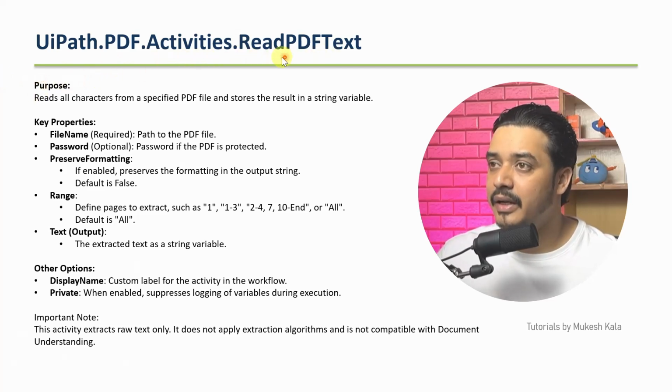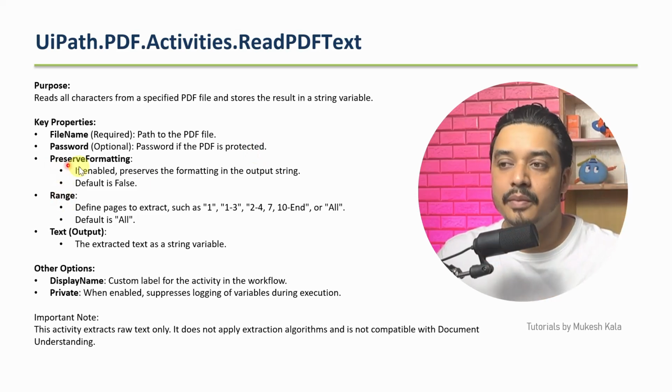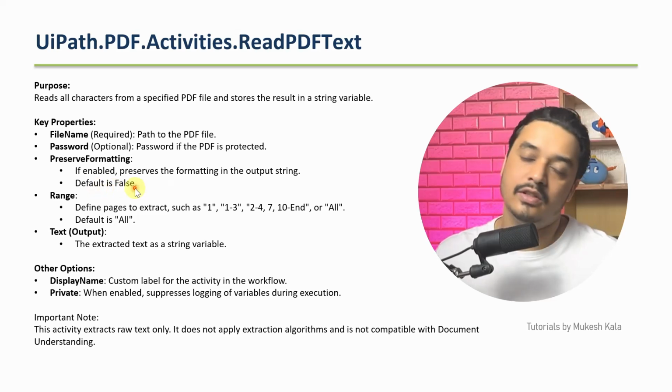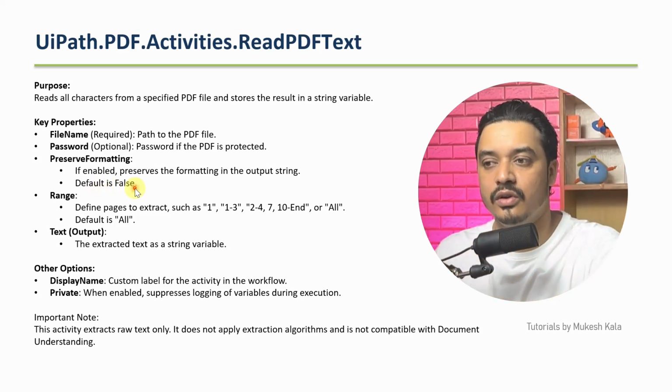So the read PDF text activity is from this package. It reads all the characters, as we have seen. Output is a string variable. File name is required. Password is optional, needed only if the PDF is password protected. If you don't provide it, you get an error. We have seen that. Preserve formatting, if enabled, preserves the formatting in the output string. The default value is false. If you want to change it, it's a boolean, just mention true.